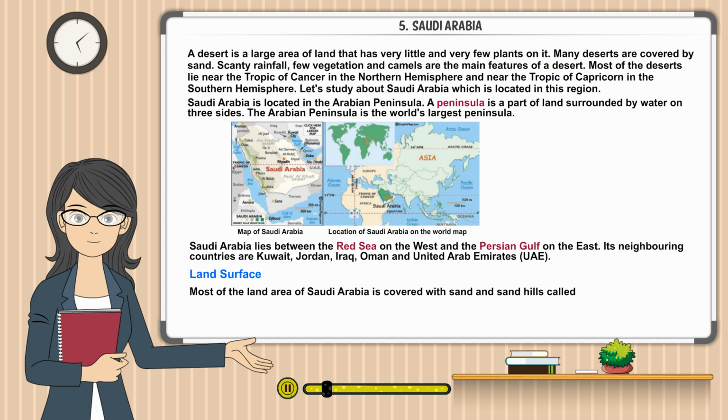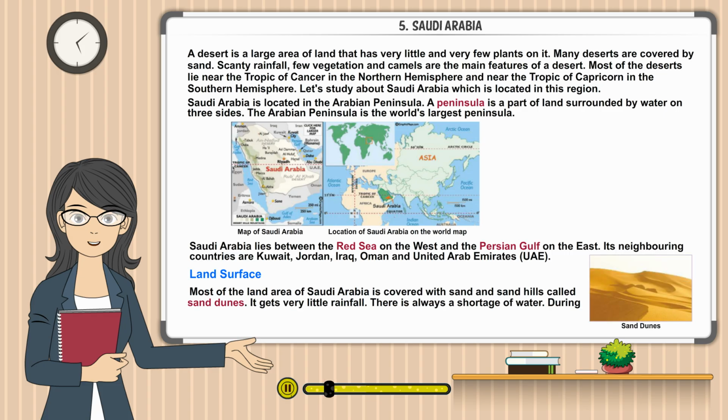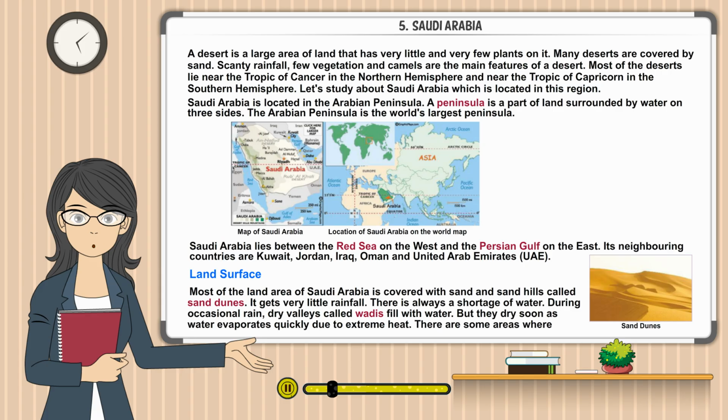Land surface. Most of the land area of Saudi Arabia is covered with sand and sand hills called sand dunes. It gets very little rainfall. There is always a shortage of water. During occasional rain, dry valleys called wadis fill with water. But they dry soon as water evaporates quickly due to extreme heat.